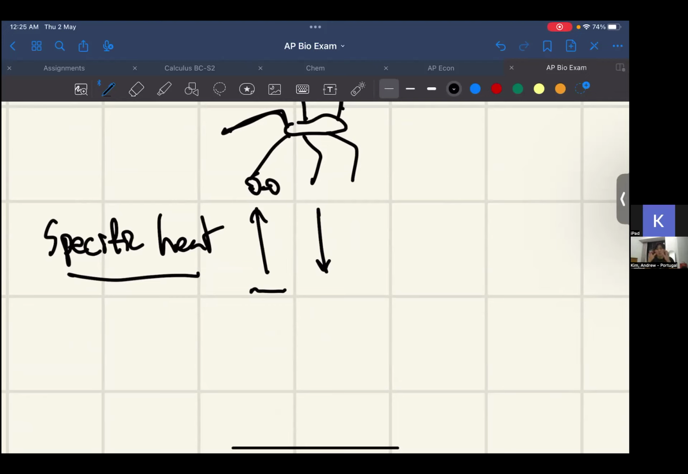Okay? But that's more of a chemistry stuff. You don't really need to know about that. But just remember, water molecules are, again, sticky. They bond to each other really easily, so it's like a net.